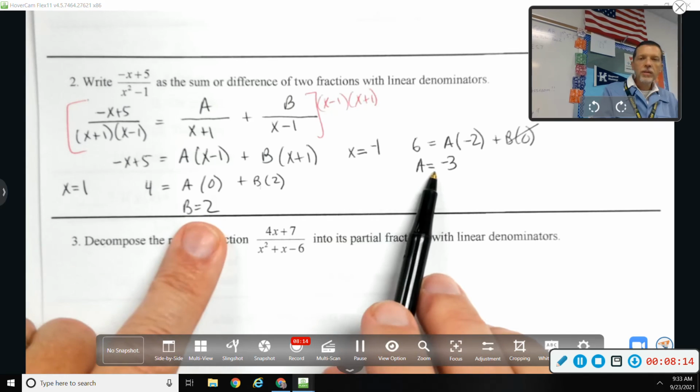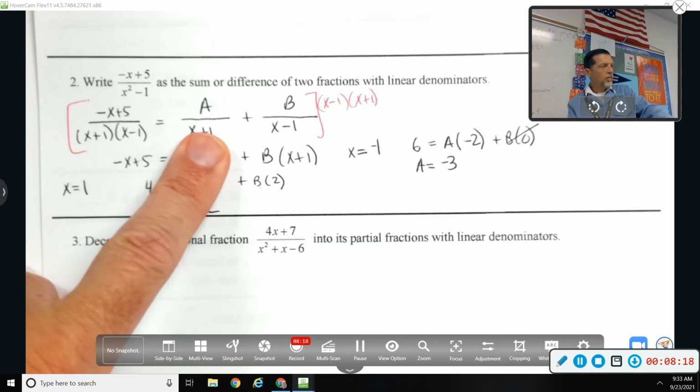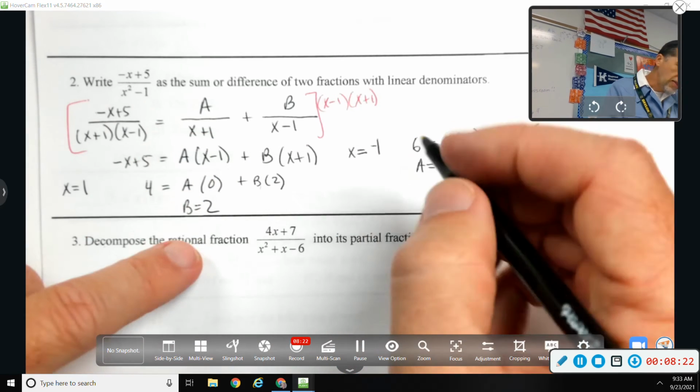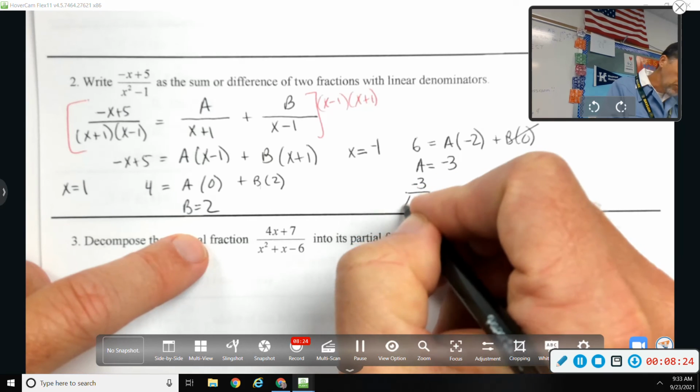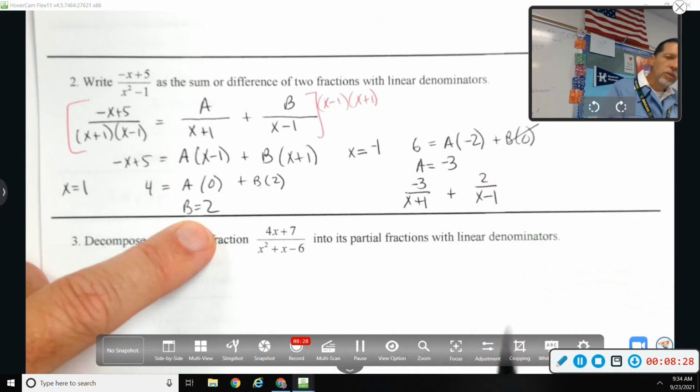So I've got a and b. I just need to put them over the correct fraction. So again, look back at your fraction you wrote and be careful. And make sure you put the right one over the right piece. Negative 3 over x plus 1 plus 2 over x minus 1.